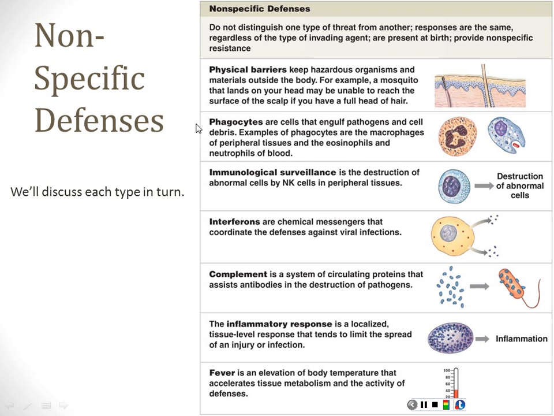And any cell that can do phagocytosis, pull something in and destroy it, lives in this category. So we have the macrophages. The neutrophils, of course, are cells that do that, as are the eosinophils that we learned about in our white blood cell chapter. So from here on down, these are all active defenses.